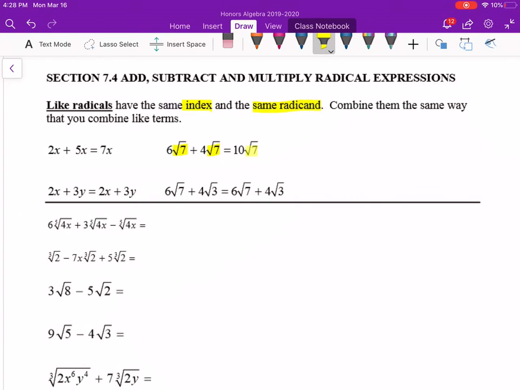But that doesn't change, right? 2x plus 5x is still 7x. So 6 times the square root of 7 plus 4 times the square root of 7 is still 10 times the square root of 7. Only that coefficient is changing.